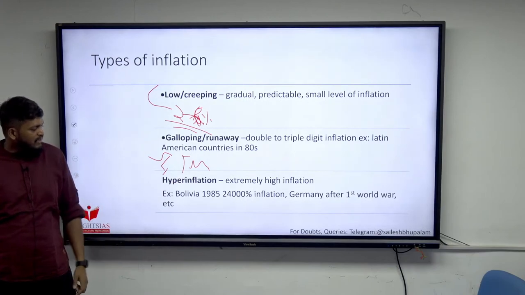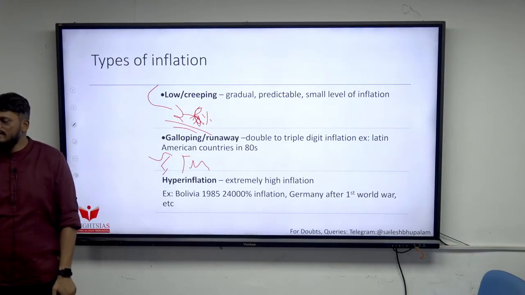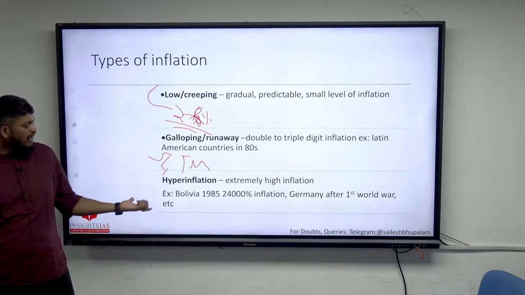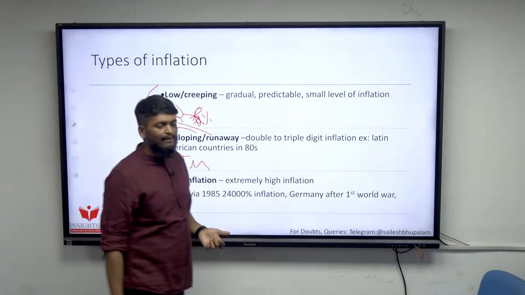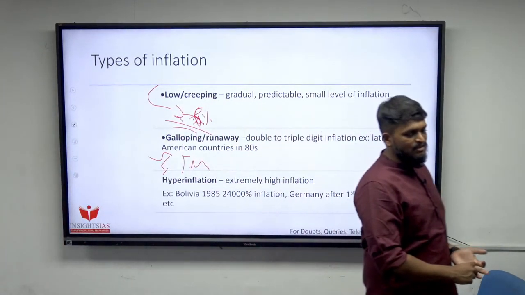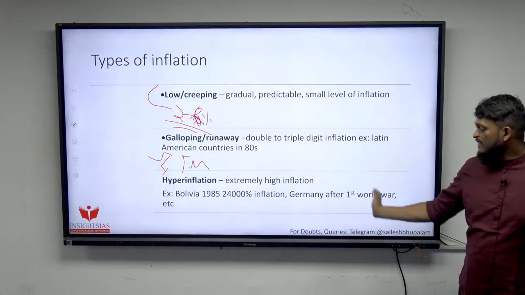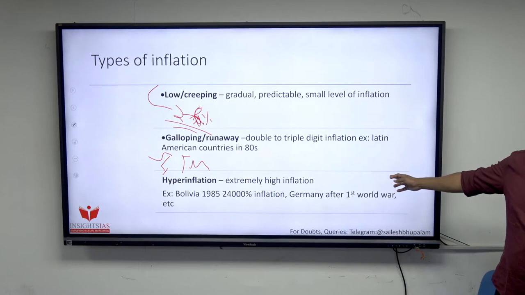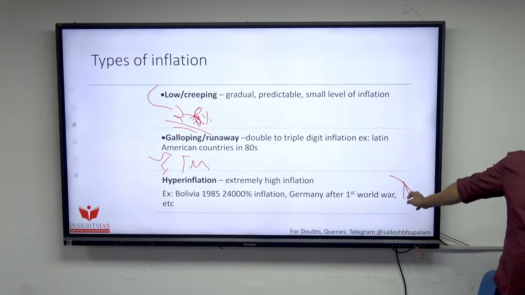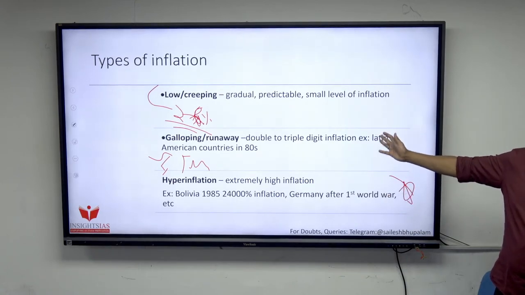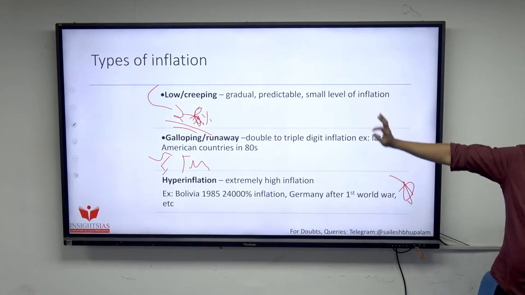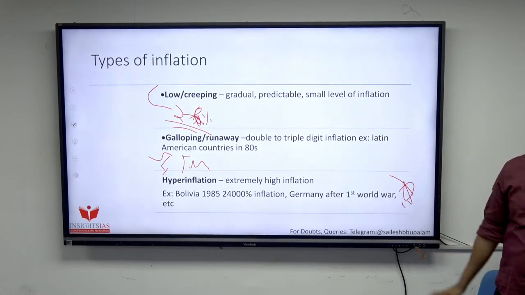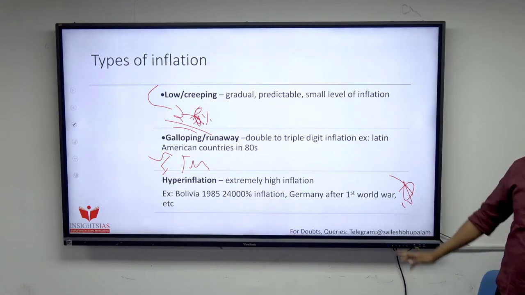And hyperinflation means extremely high, 4-digit, 5-digit inflation, like how it happened in Bolivia and Zimbabwe. These are examples of hyperinflation. When hyperinflation happens, the economy is about to die. There is no way we can put it in an ICU or something and get it back to normal. At this point, it is almost too late. It is very difficult to get back.